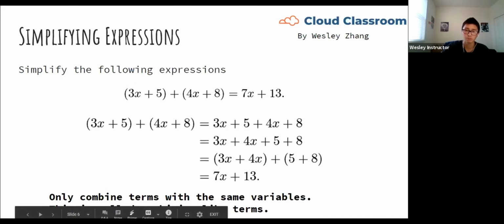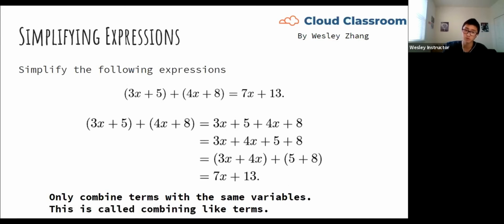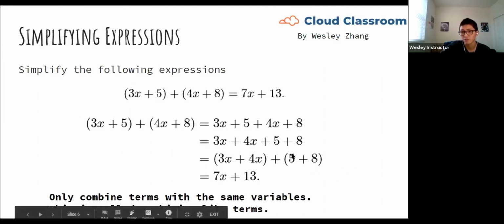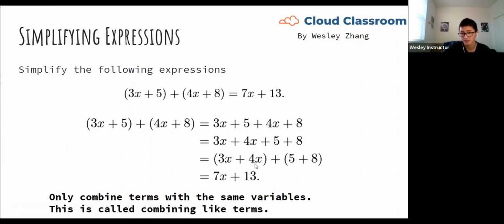At the bottom, I bolded it: only combine terms with the same variables. This is called combining like terms. The term 5 has no variable, but the term 4x has an x, so you cannot combine those.